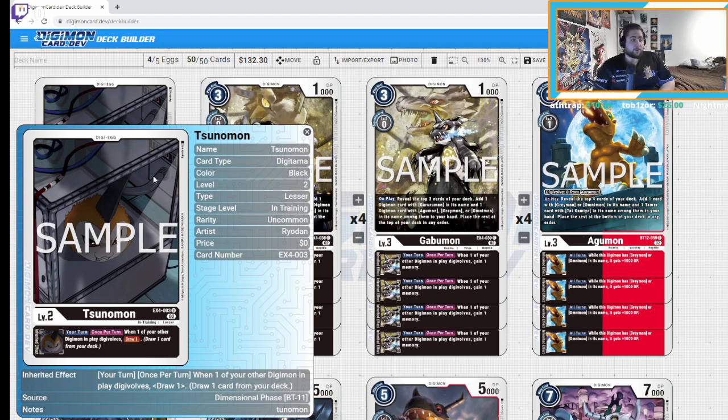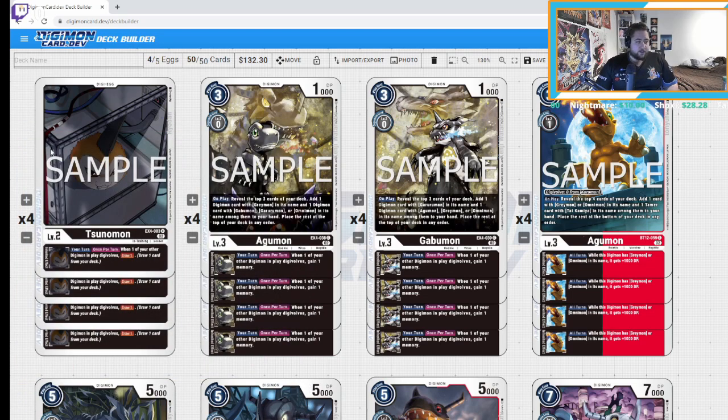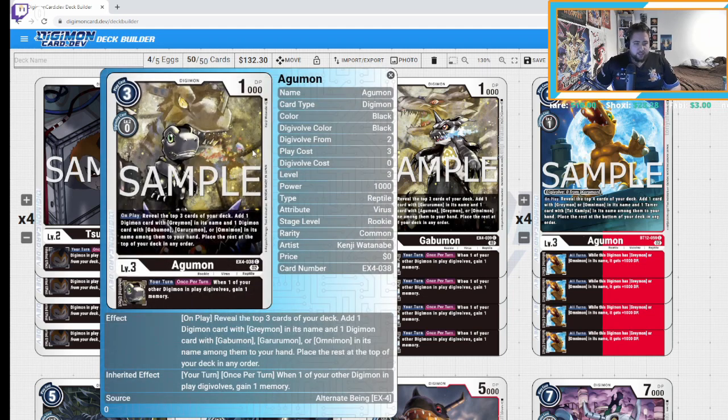Then you evolve Garumon to Garumon. You can use the Garumon to evolve the Agumon into Greymon and get memory back, and do this to fill your stack, so you need a lot of hand size cards. To help with that, you draw a little bit with the Tsunamon. The Agumon says reveal the top 3 cards of your deck, add 1 Digimon card with Greymon in its name, and 1 Digimon card with Garumon or Omnimon in its name. So you have a lot of search power in this deck, which you need to know.